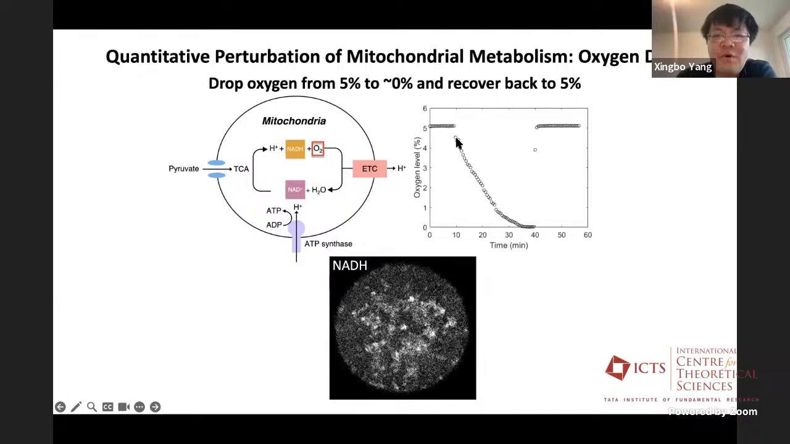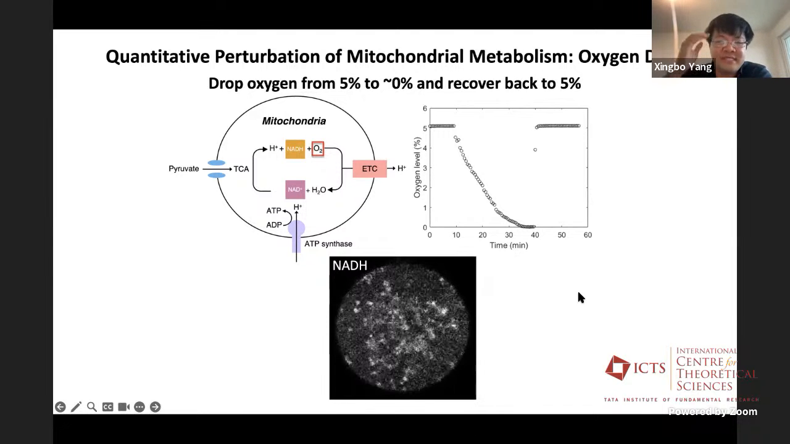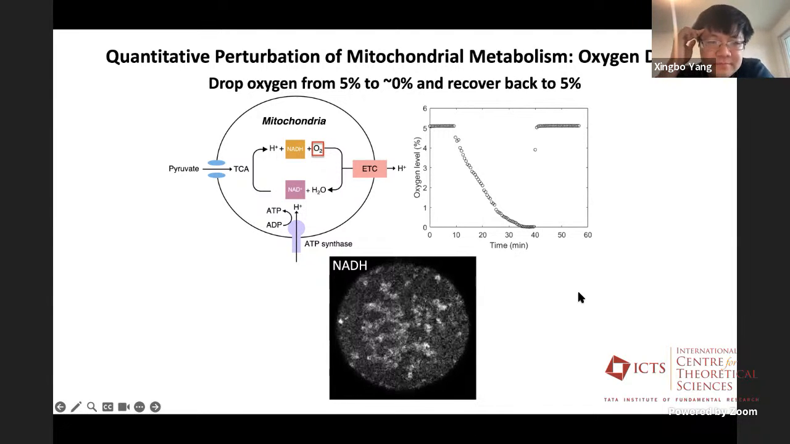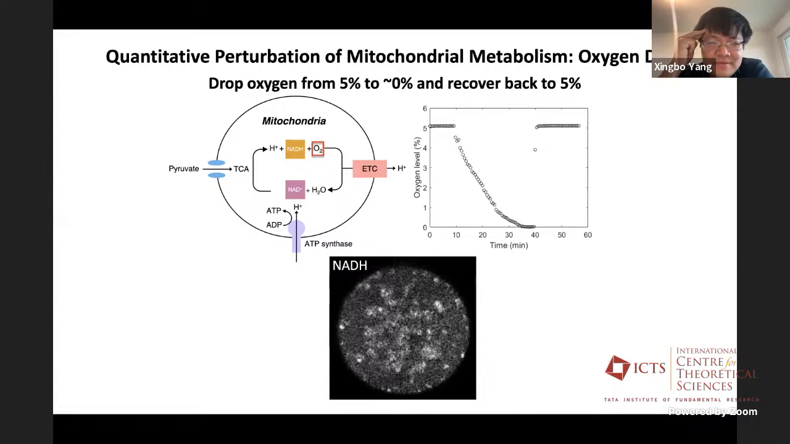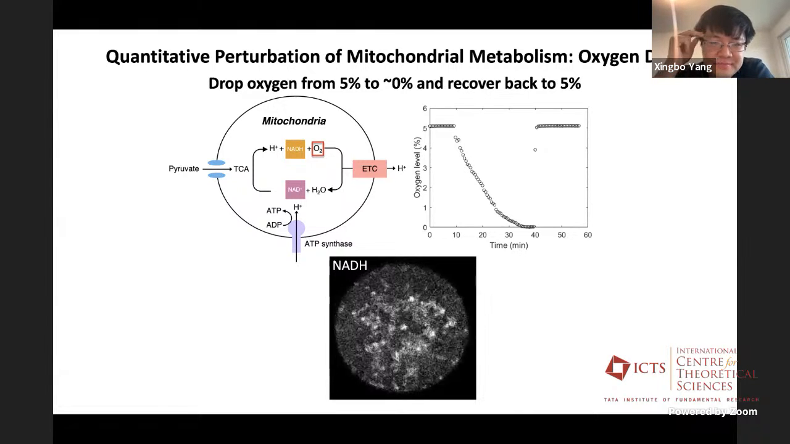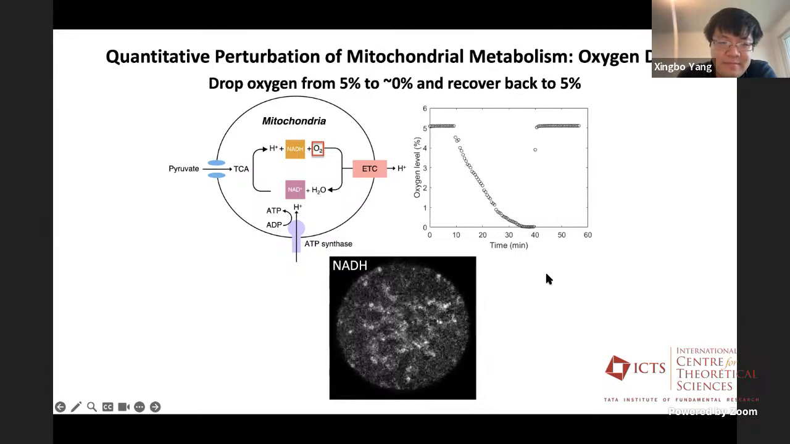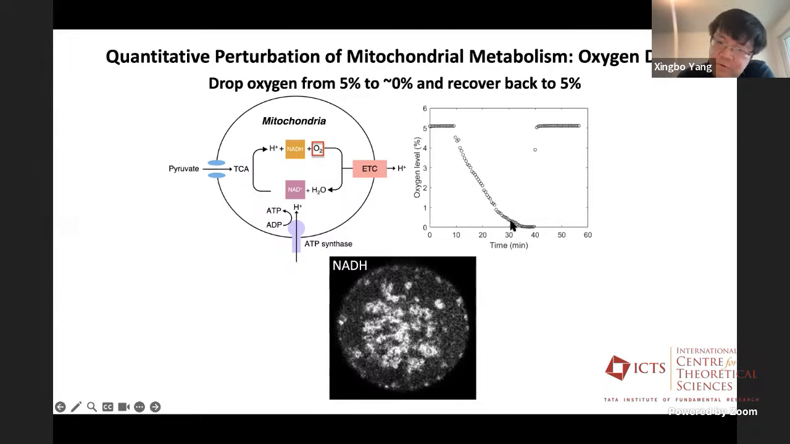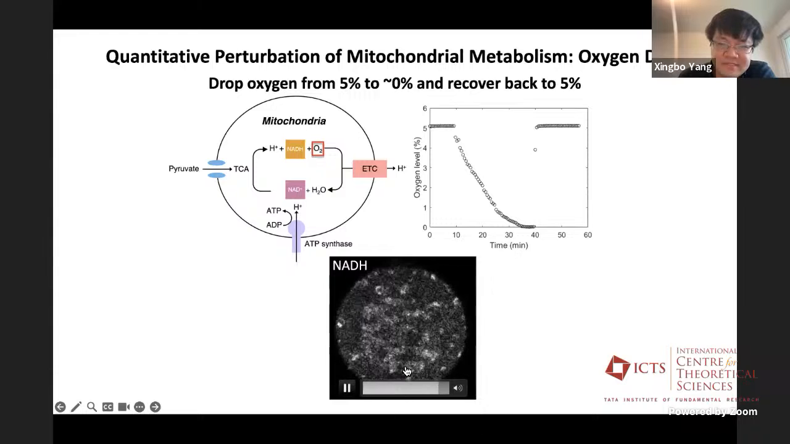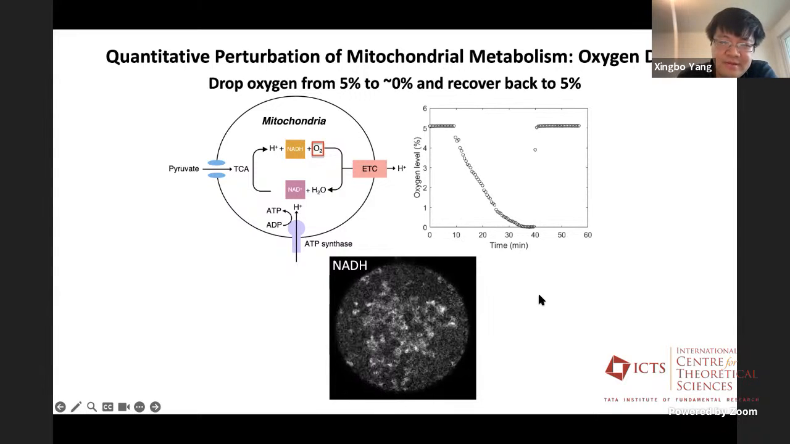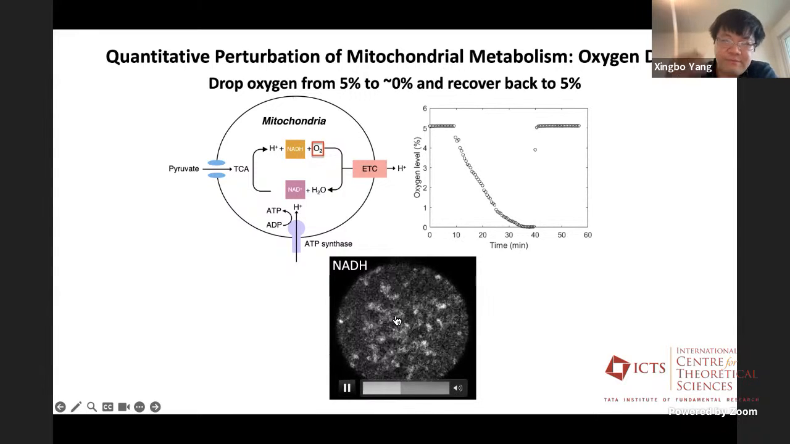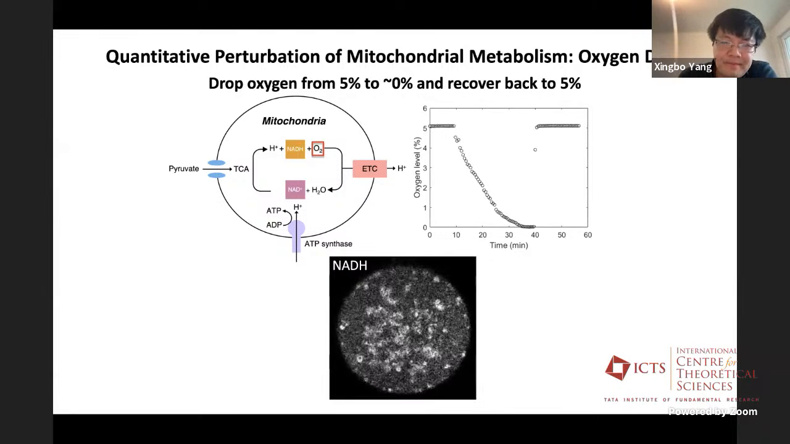So you can actually tune the oxygen level here again, drop it and recover it. Now let's look at the NADH. I think you already see this, but it's just more in detail. So I'm dropping oxygen and this happens. And this is recovering oxygen. So one more time, I'm dropping. And when it's very, very low, this happens, and recover, this happens, right? So if you look closely, you can see the mitochondrial pixel sort of brightens up, and then it recovers.